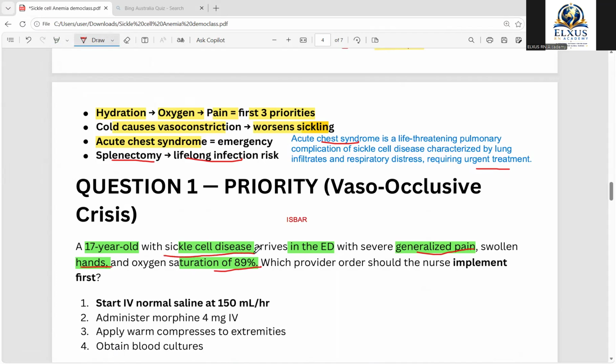Sickle cell disease is the background. Background means history of the illness. Assessment we got, identification we got, situation we got. Okay, everything we got. Next we need to find out the recommendation. That means here, what is the treatment? The provider order should the nurse implement first.